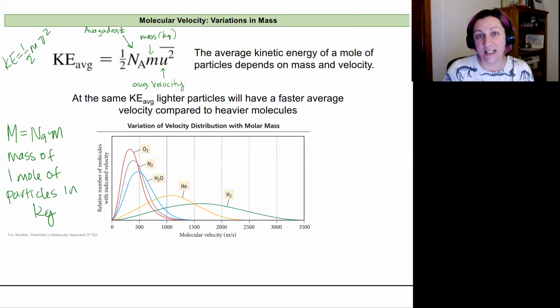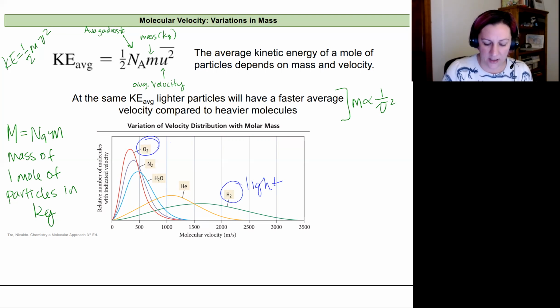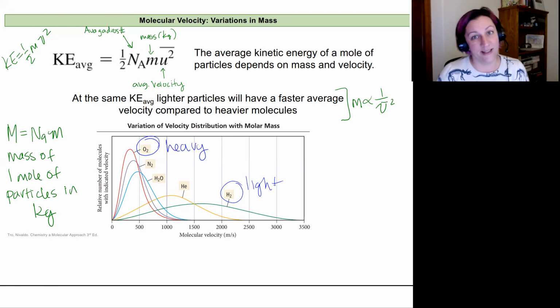So what we really are saying in this statement is that our mass is inversely proportional to our average velocity squared. Looking at this graph right here, we can see this trend. We have hydrogen, which is very light, compared to oxygen, which is heavy in comparison to hydrogen. We have the molecular velocity right here, so that's the speed with which these particles are traveling. And here we have the relative number of molecules that have that velocity.